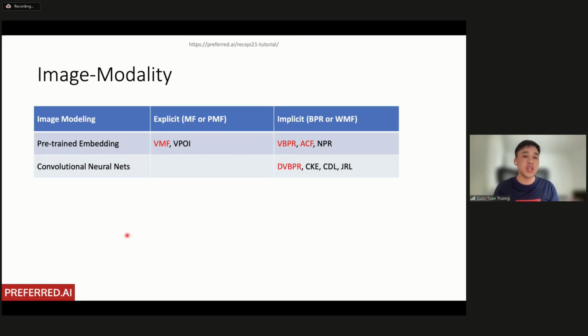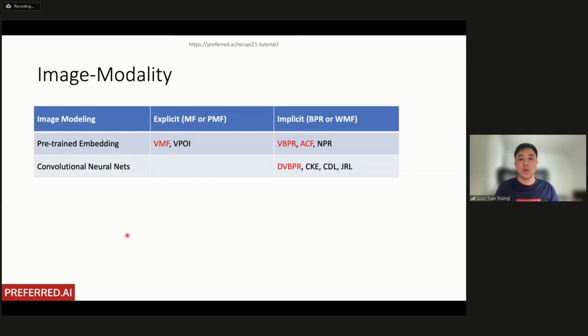Similarly, we try to organize it into this table, and as you can see, we have fewer image models compared to text models, because text is more available than images. Only recently has the focus shifted a little to images, and we have a few works that explore the image modality.